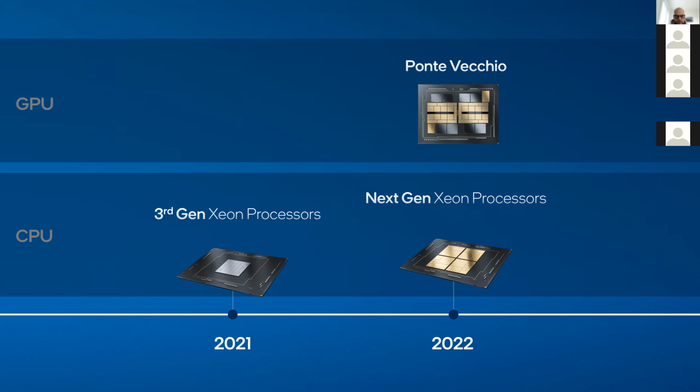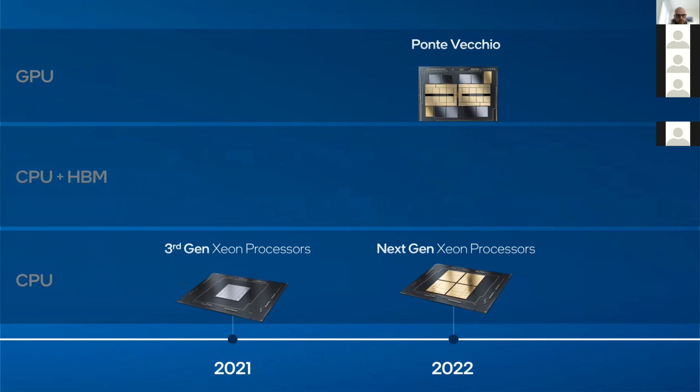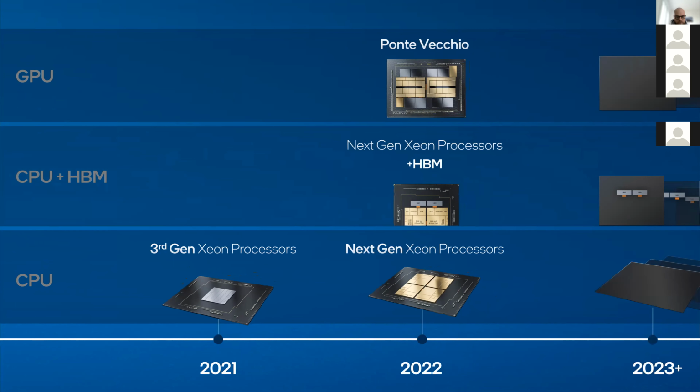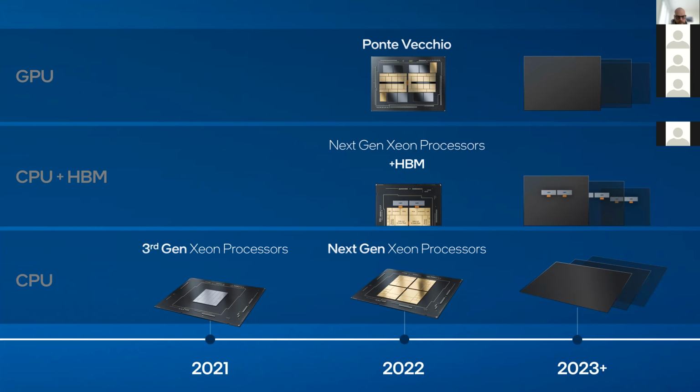But that is not the last thing that we aim to do. We also want to introduce a new product aiming to address specific kinds of workloads: the next generation CPUs together with HBM memory. And I will talk about that in detail in a few minutes. After that, a lot of new products will come in 2023 and beyond, bringing innovation in all these three areas.